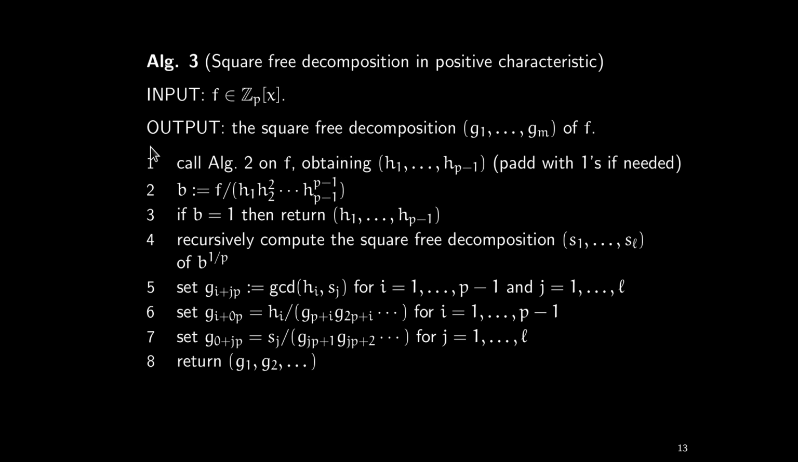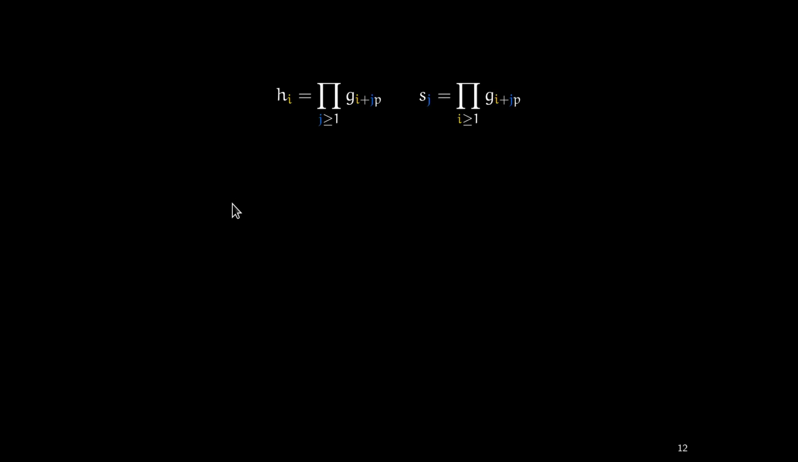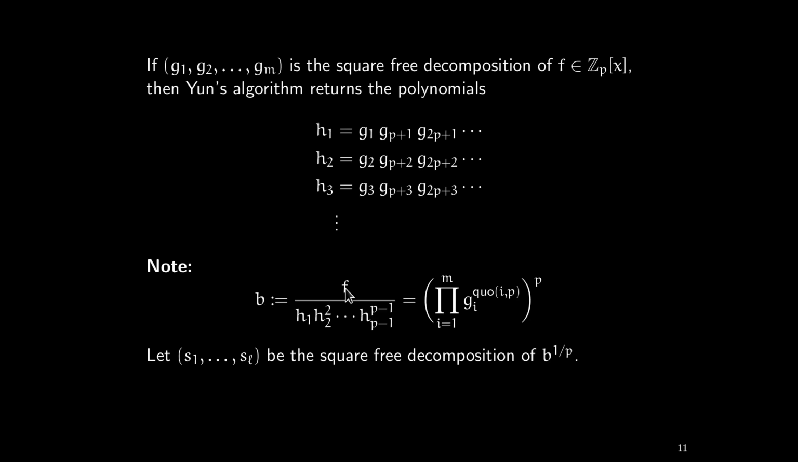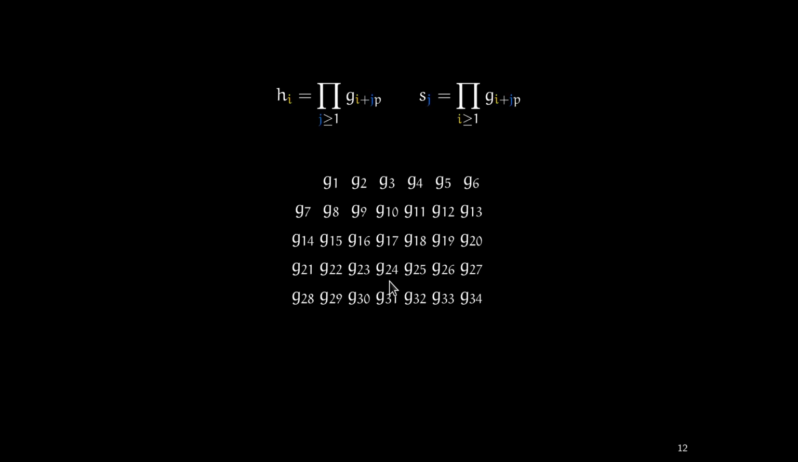So in an actual implementation, I would first have a check for a special case, the special case that the degree of f is less than p, and in this case this is just the result and I'm done. But let's assume that the degree of f is large compared to p, and in this case I have to do what this algorithm does. So I get these h's. Now I compute this polynomial that I had two slides ago, this polynomial b, which is obtained by taking out of the f this product of the powers of the h's.